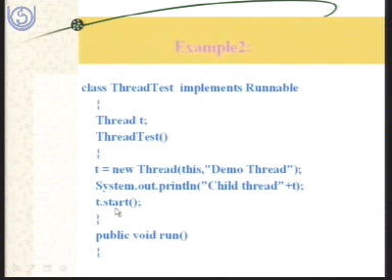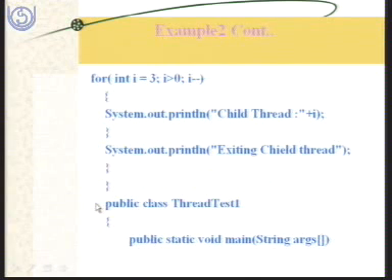Now t dot start. This t is a thread created. If we are doing t dot start, it will automatically invoke your run method whenever this thread gets a chance from the thread manager. Now once again inside this, we are printing child thread i, and then the child is exiting after performing some operation. So this implementation is there.